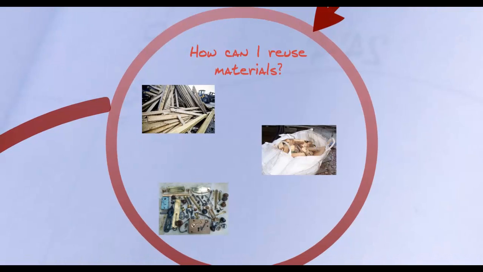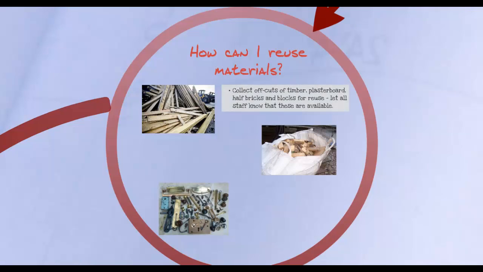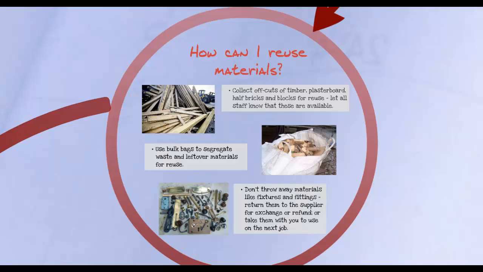How can I reuse materials? Collect offcuts of timber, plasterboard, half bricks and blocks for reuse. Let all staff know that these are available. Use bulk bags to segregate waste and leftover materials for reuse. Don't throw away materials like fixtures and fittings. Return them to the supplier for exchange or refund, or take them with you to use on the next job.